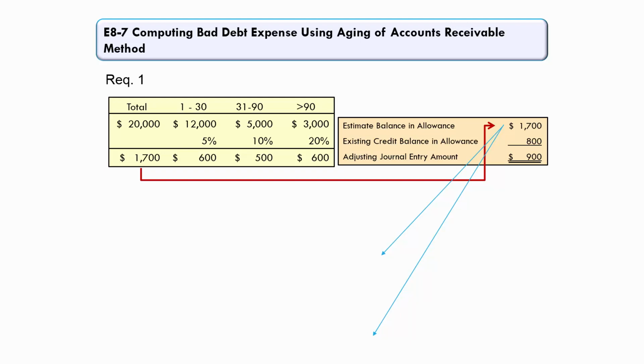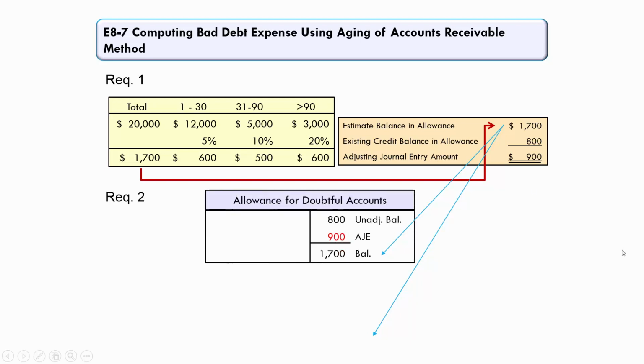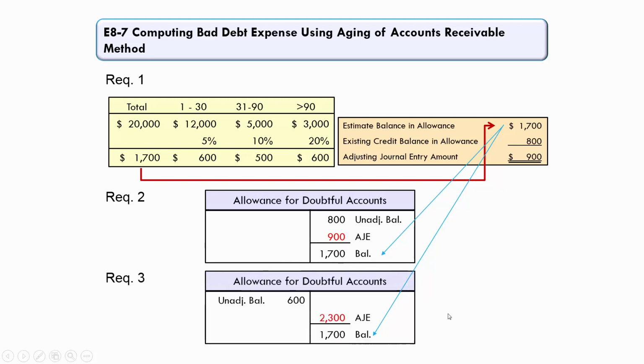So if this is the amount that we should have in our uncollectible account balance, which is our allowance account, we have to figure out what we need to put in there to make it $1,700. If our balance is $800 now and we need for it to be $1,700, then we're going to have to put $900 in, and when we do our journal entry, allowance for doubtful accounts is going to be credited for $900, and bad debt expense is going to be debited for $900.